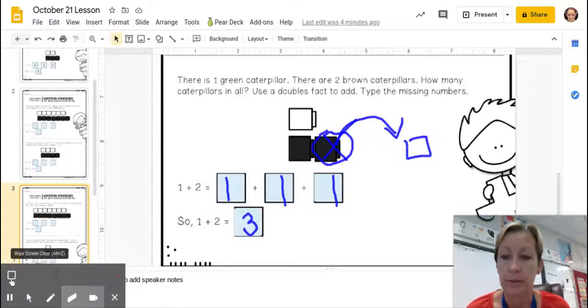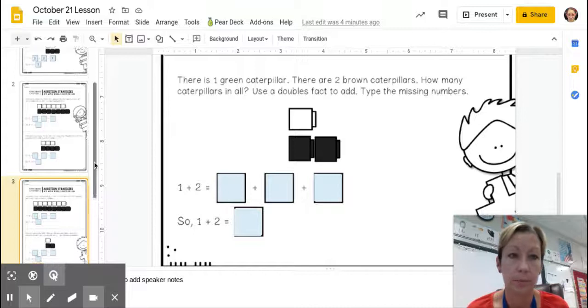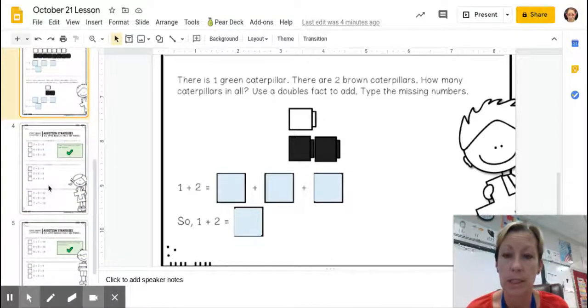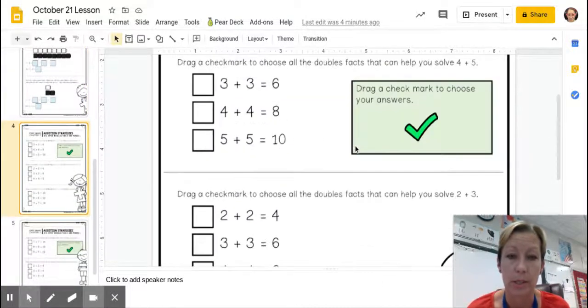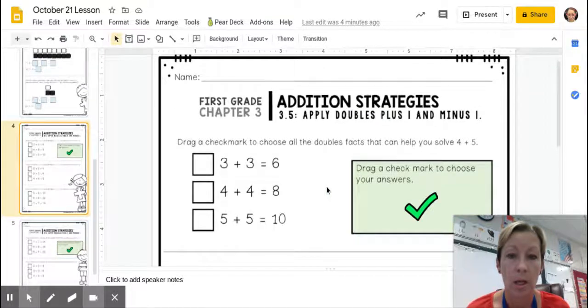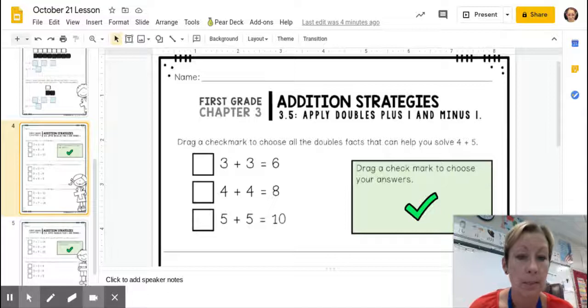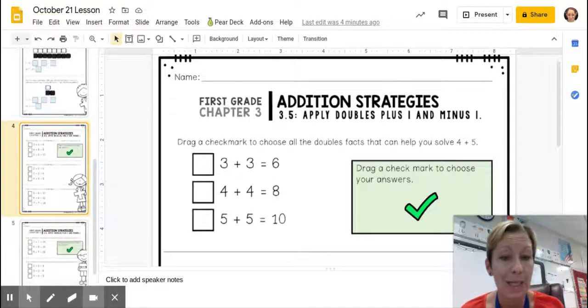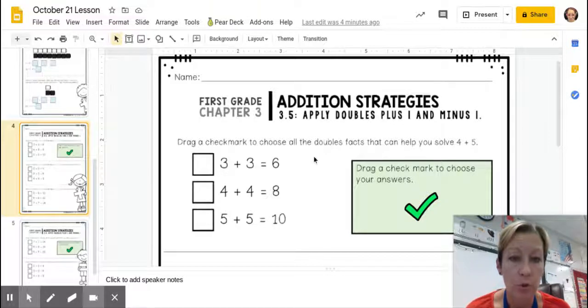All right, let's move on. Hopefully this is starting to make a lot more sense for you guys. All right, so now we're going to apply the doubles plus 1 and minus 1. Drag a check mark to choose all the double facts that can help you solve 4 plus 5.